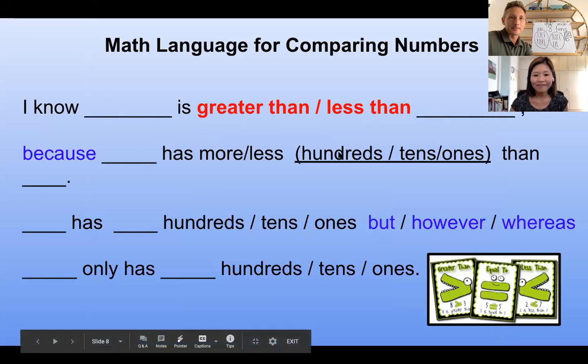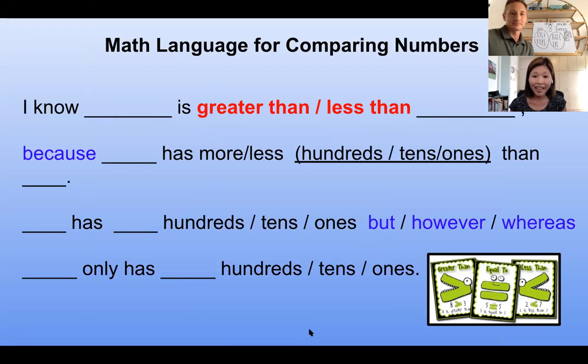Here we go. All right, so today we're gonna really focus on explaining our thinking. We kind of did this at our previous math lesson, but today we're gonna really think about how you can explain if a number is greater than or less than.